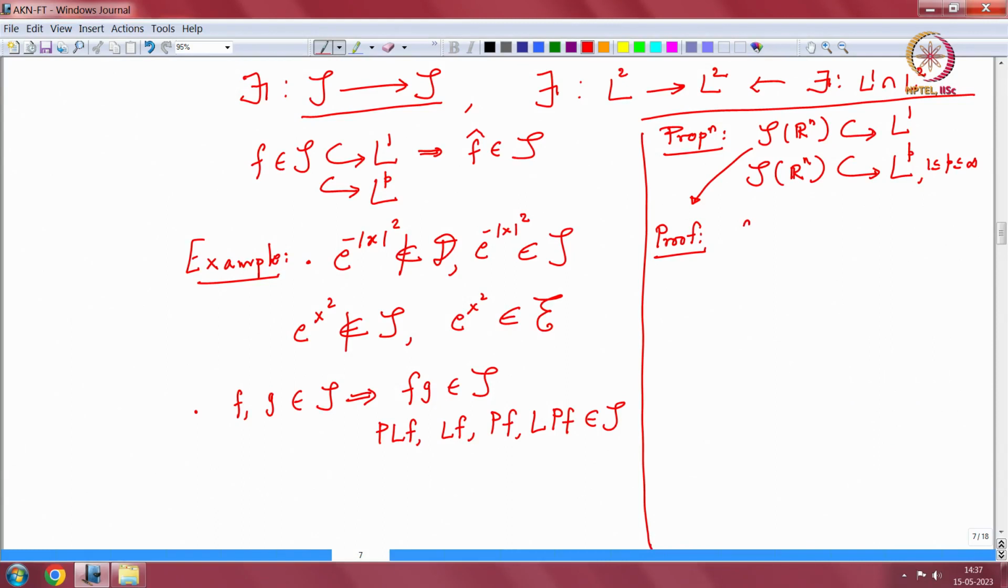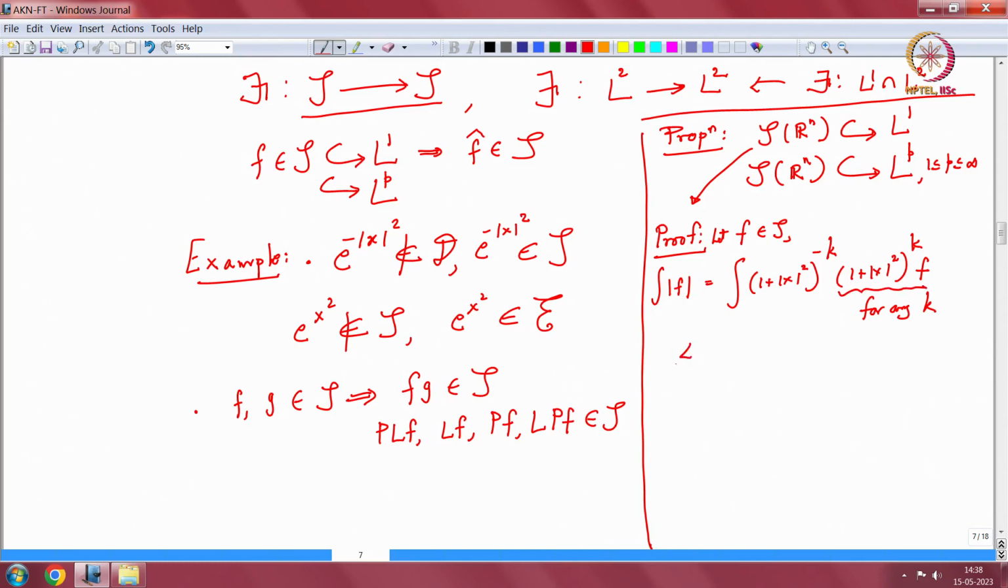So assume f is in zeta. You want to compute the integral of mod f. I will write down (1 plus mod x square) power minus k. I will choose my k later, but this is true for any k: (1 plus mod x square) power k times f, for any positive or negative integer k.